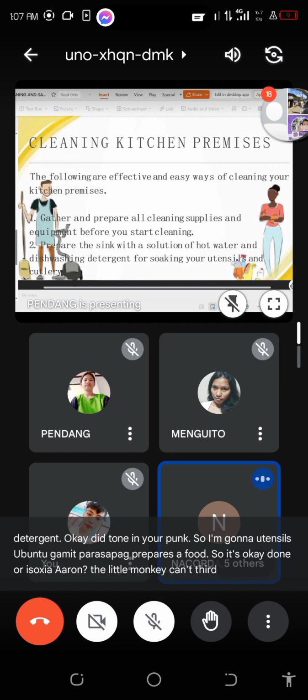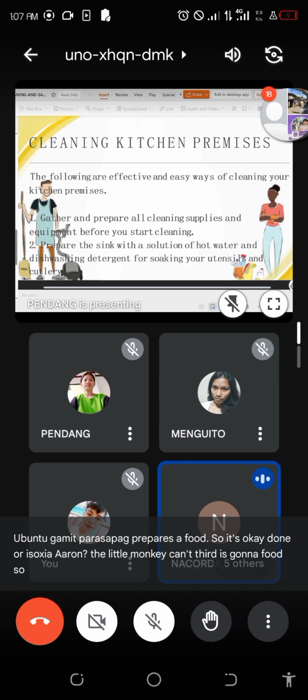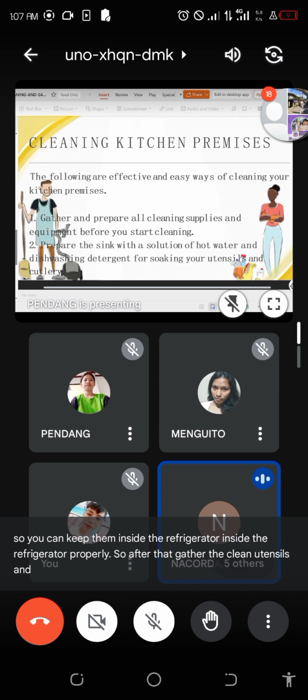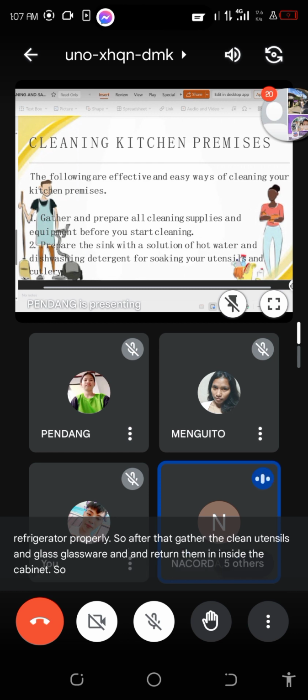Third is kung naay sobra nga food, you can keep them inside the refrigerator properly. So after that, gather the clean utensils and glassware and return them inside the cabinet. So ipang-separate nimo ang clean utensils sa mga nagamit na aron dili na ka magsige ug balik-balik ug hugas pa. And then next.